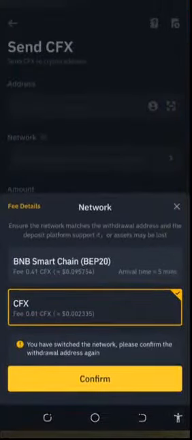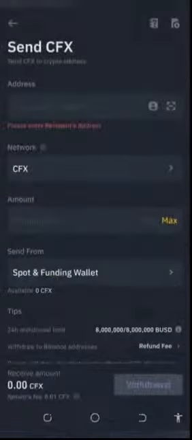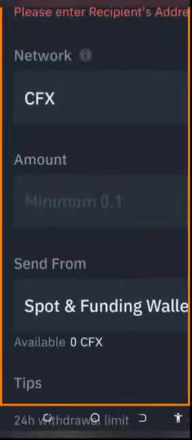Beautiful. That's less than 1 cent to send. Okay, let's go ahead and click on confirm. What we need to do here is be sure that this is going to deliver. Don't forget, if you send money to a wrong address, your money is gone. Okay, so now what is the minimum that we can send? The minimum is 0.1 CFX.